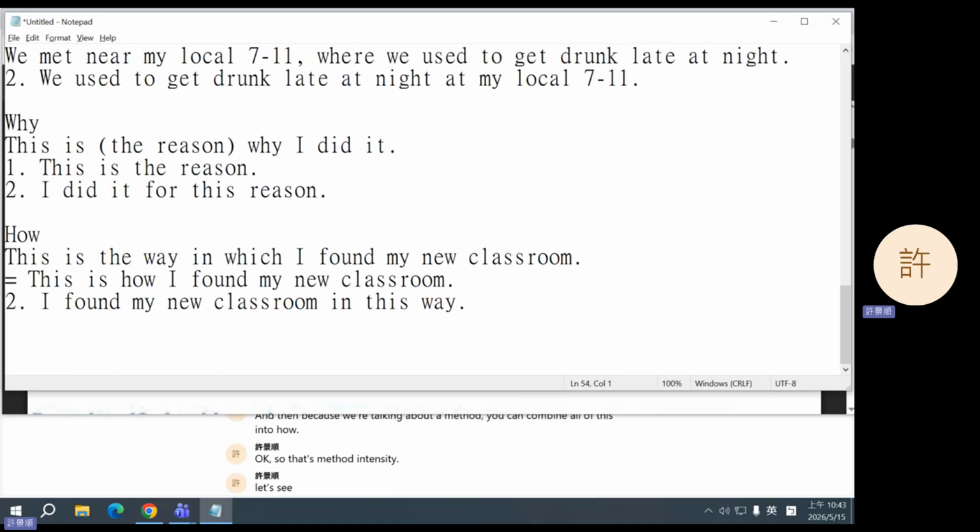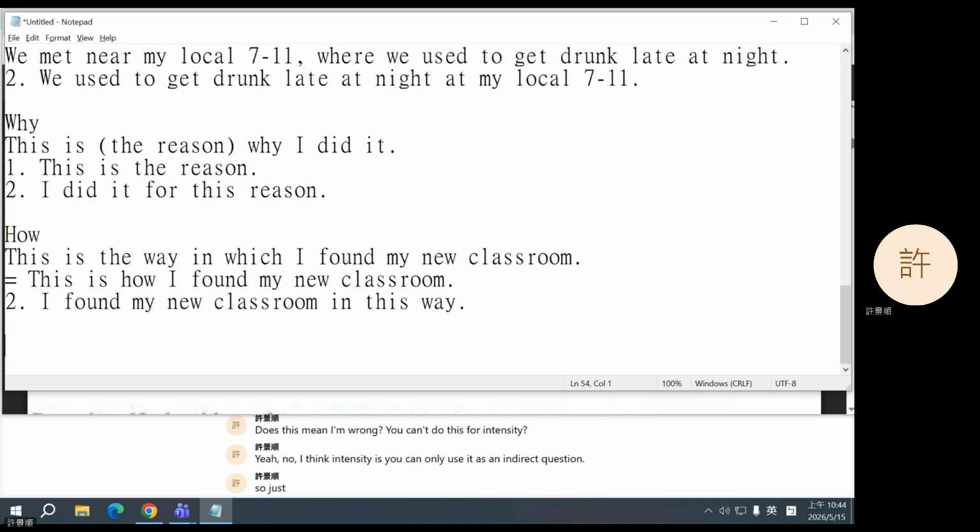Intensity. Let's see if I can think of an example here. I'm having a hard time thinking of an example. Does this mean I'm wrong? You can't do this for intensity? Yeah, no, I think for intensity you can only use it as an indirect question.